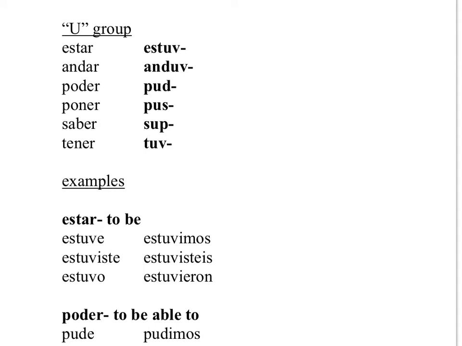Okay, let's move on to the U group. All of these verbs have the stem, which is the beginning part, have the letter U. We've got ESTUV, estuve, for estar, andar, ANDUV, anduv, poder, PUD, pud, poner, PUS, pus, saber, SUP, sup, tener, TUV, tuv. So all of these have the letter U. Let's look at some examples of these.